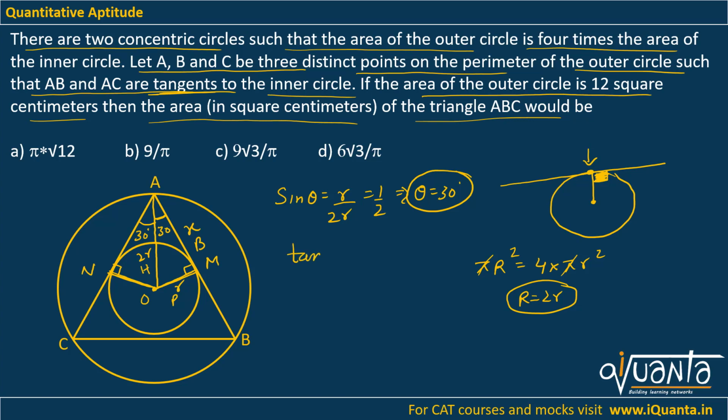So tan theta, that means tan 30 will be equal to r upon x. Tan 30 is 1 upon root 3, so x will be equal to r root 3.